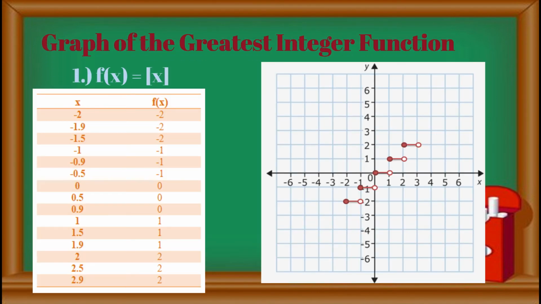Here is the graph for the greatest integer function f of x is equal to the greatest integer less than or equal to x in the interval from -2, -1 to 2, 3.